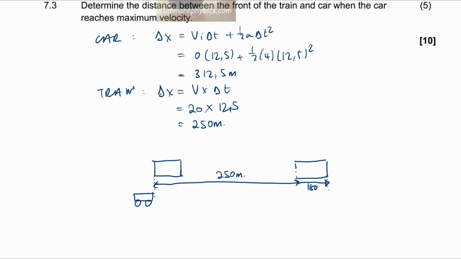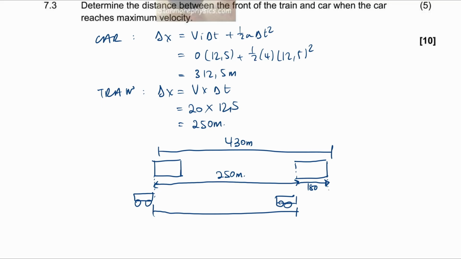Now the car traveled 312.5 meters. So this entire length right here is going to be 250 plus 180, and that's 430 meters. Now the car only traveled 312, so from here to about here. So the front of the car is only going to be here. That means that this distance here is the deficit. That's how far behind it is.